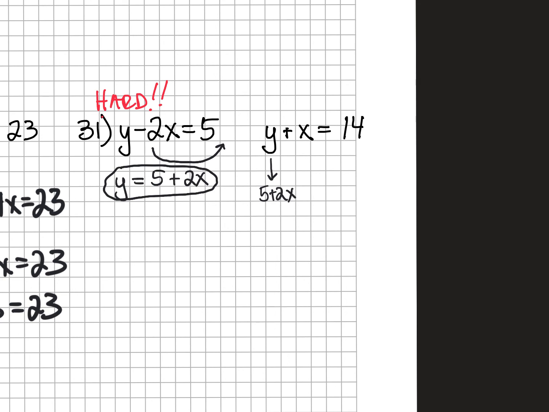Let's see, 5 plus 2x plus x equals 14. 5 plus 3x equals 14. Can you solve for x? And then when you're done, plug back into there, and you should be able to get what y is. All right, good luck.